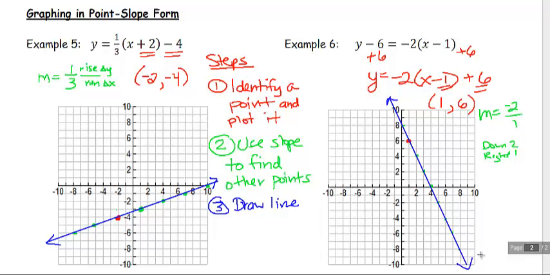Something else you want to take a look at. Example 5 had a positive slope. Look at the line. It has a positive slope. It increases from left to right. Example 6 had a negative slope. It's decreasing from left to right. Right? So those are like little things that are really easy to check, especially if you were taking a test, just to see how you were doing.